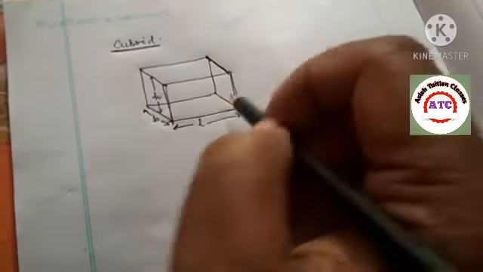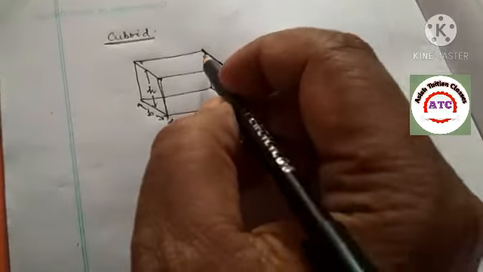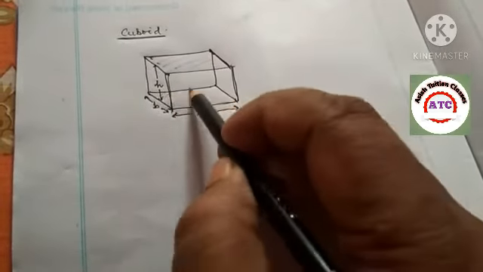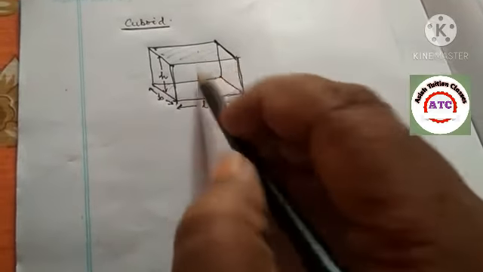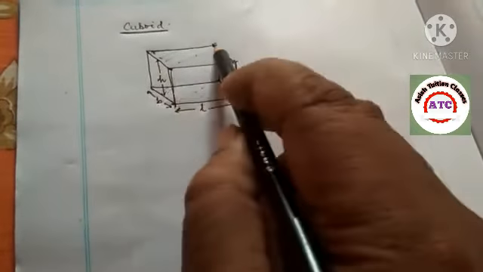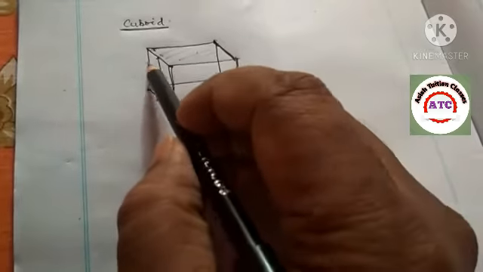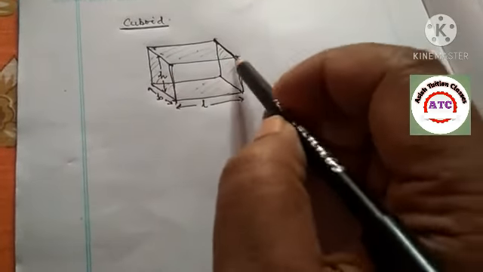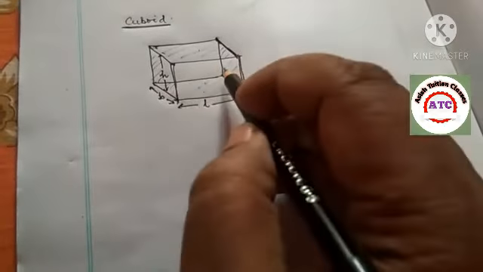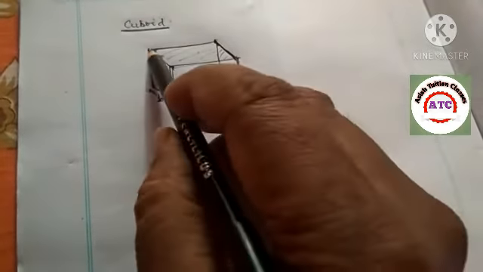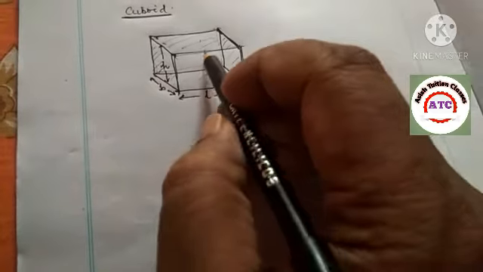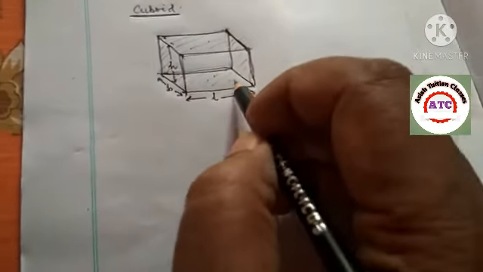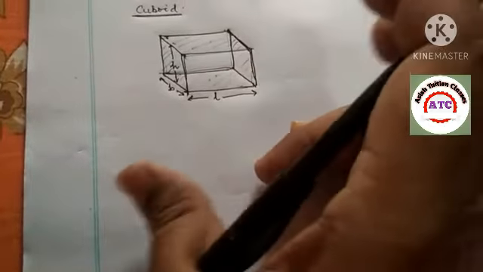This cuboid has 6 sides. This is one side, this is the second side. These two sides are equal in area and in size. This is another side of the cuboid, and these two sides are also equal. And this is the front side and this is the back side of the cuboid; the area and the space of these two sides are equal.